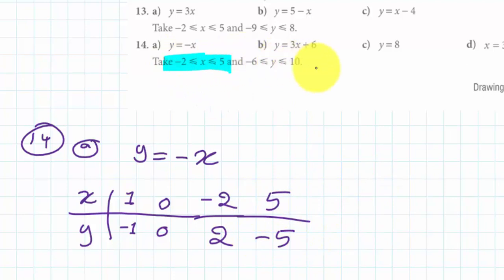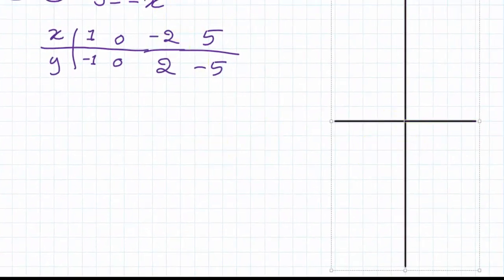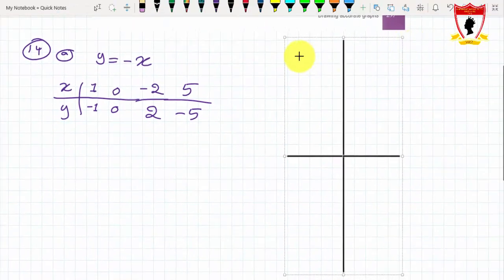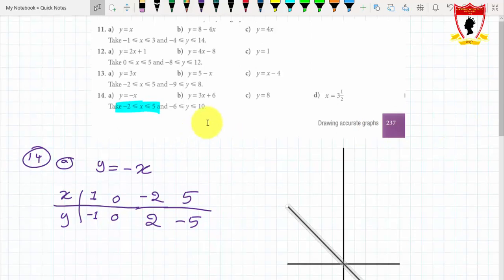Now, we need a 10 by 5 xy axis to cover all of the possible outcomes. This is the xy axis. Now let's plot the points. The first point is 1, -1. So remember, as the line of y is equal to x is a diagonal line like this, y is equal to -x is the opposite of it. Now we got the graph of the first equation.